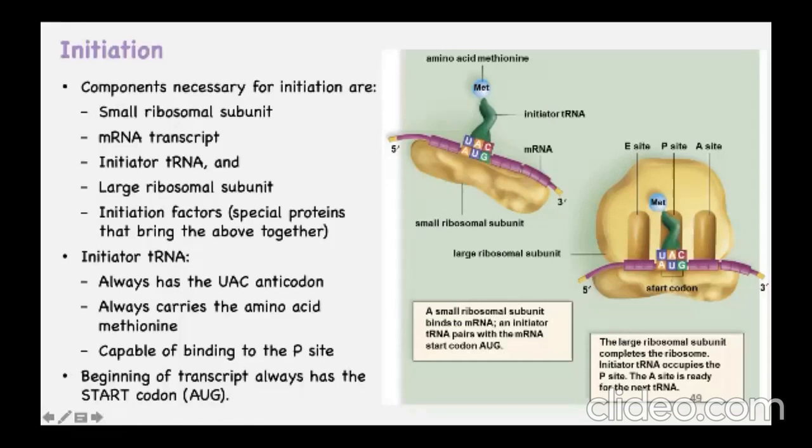Okay. So this is the beginning of the transcript, which always starts at the start codon, AUG. Macam ni dia punya layout dia. Okay. Start codon, AUG, UAC anticodon, methionine in the P site. Okay, this is initiation. So A site ni kosong, so they're ready for the next tRNA.